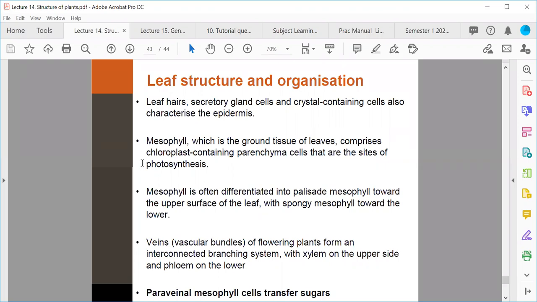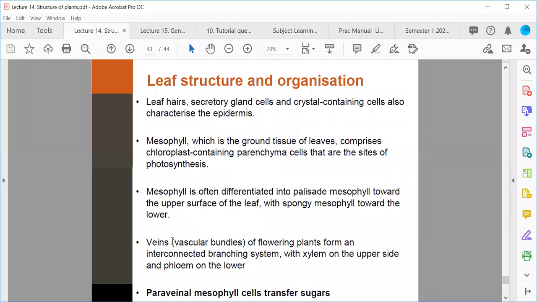All right, we saw mesophyll tissue. This is the ground tissue of leaves, and mesophyll tissue comprises cells that contain chloroplasts, so the major sites of photosynthesis for the plant. Mesophyll tissue is often differentiated into those palisade mesophyll cells, the ones that are very closely packed together towards the upper surface of the leaf, and then the more random spongy mesophyll cells towards the lower half of the leaf.